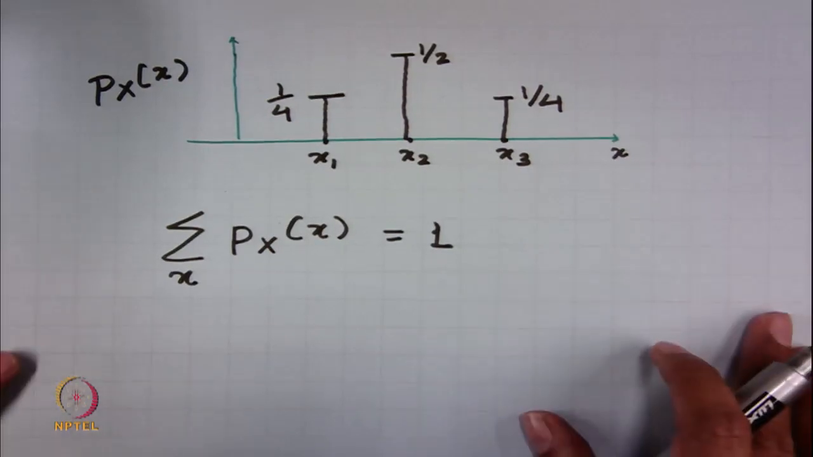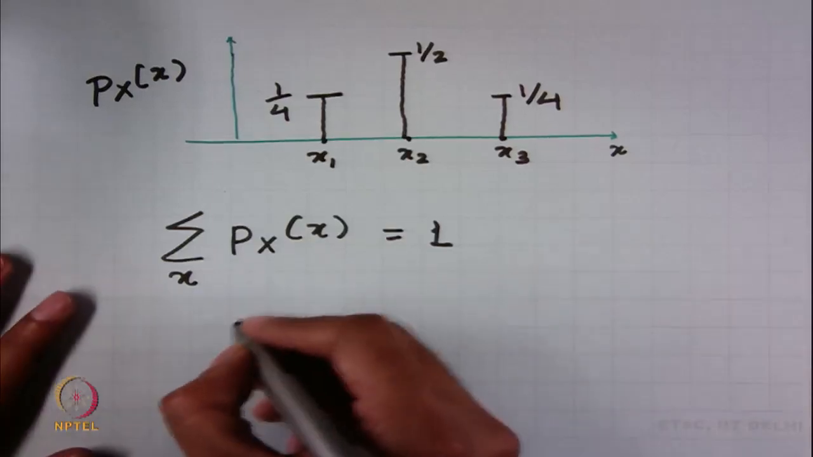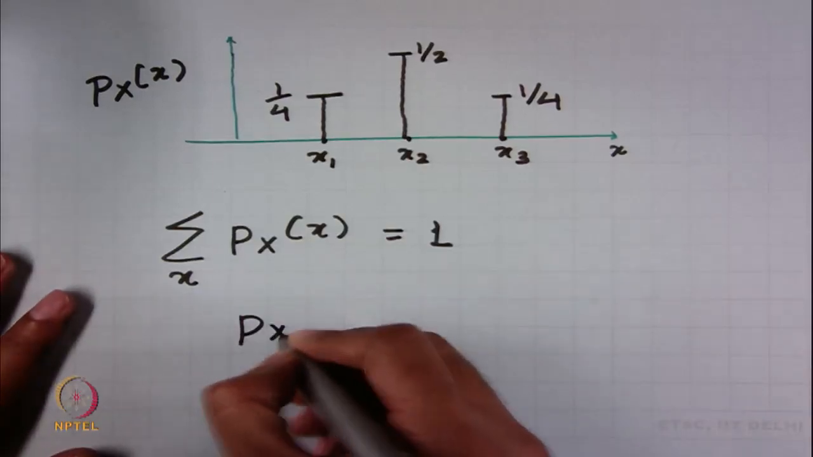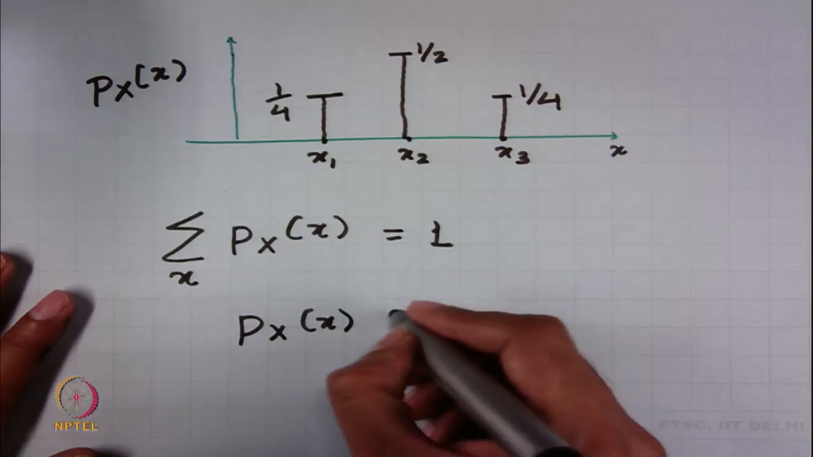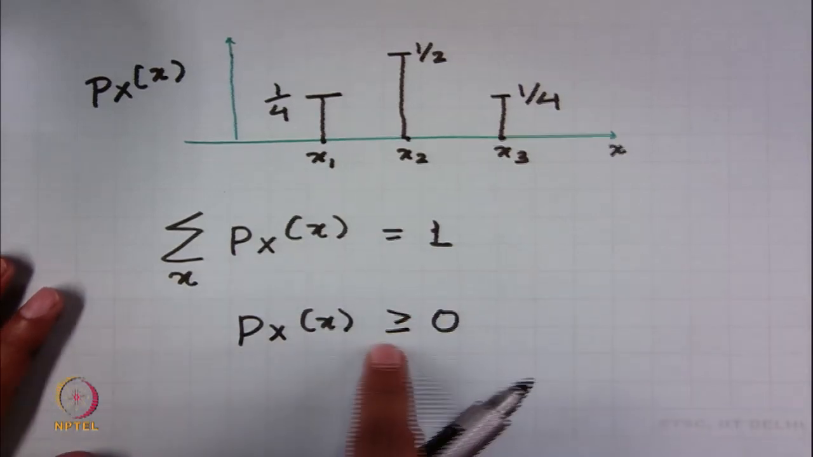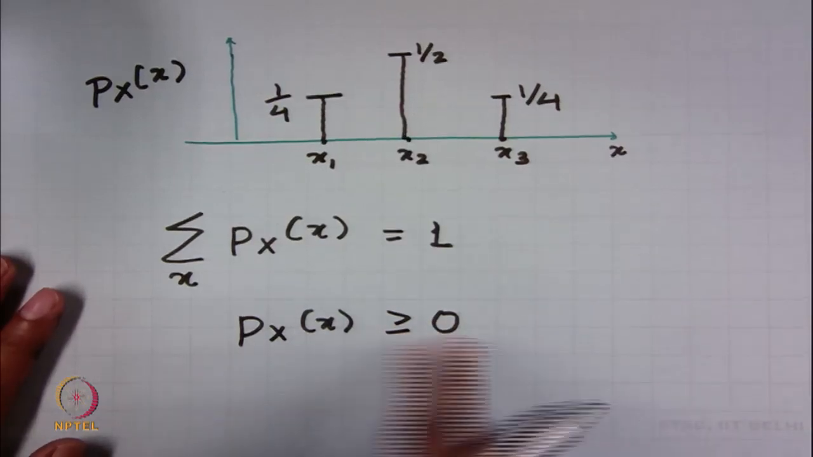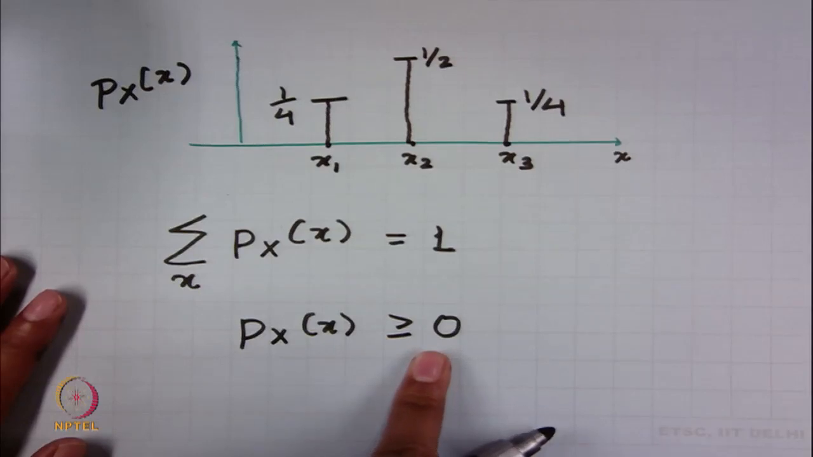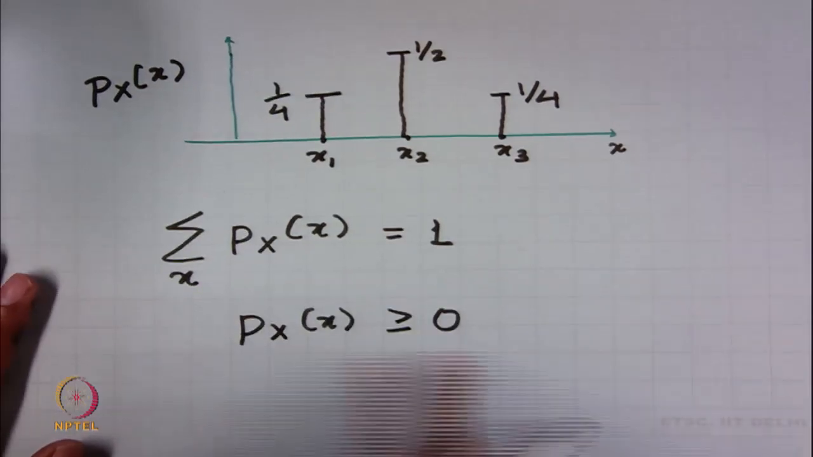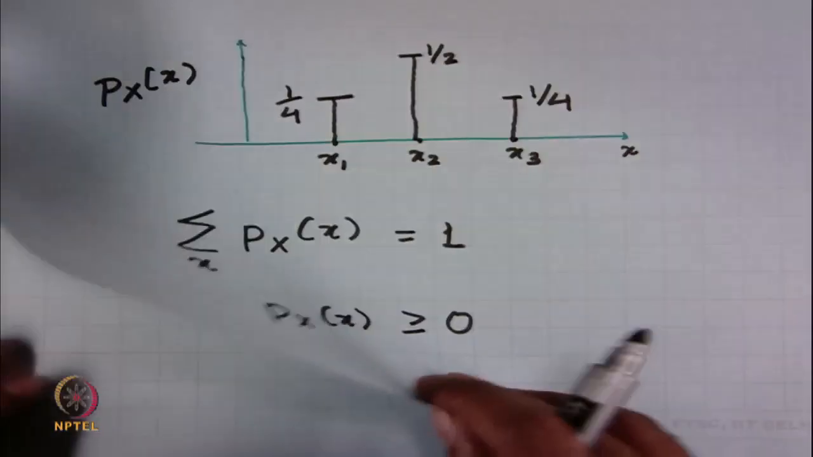Okay. And you can also understand quite easily the second property of this probability mass function, which is that the probability mass function is always non-negative, right. So, it is always greater than or equal to 0, it can never be negative, because probabilities can never be negative. So, that is the second property of the probability mass function.